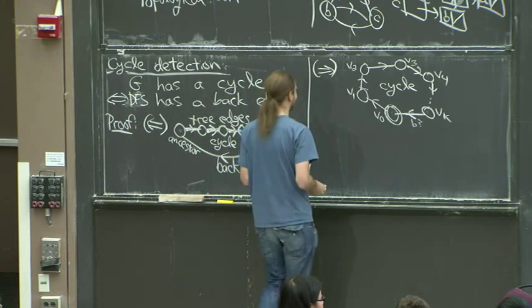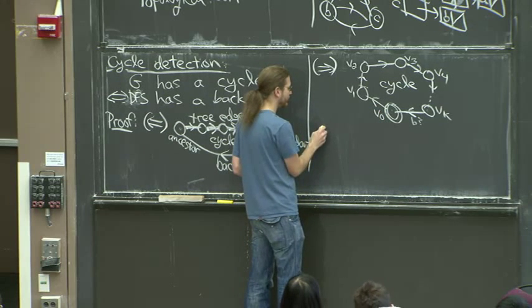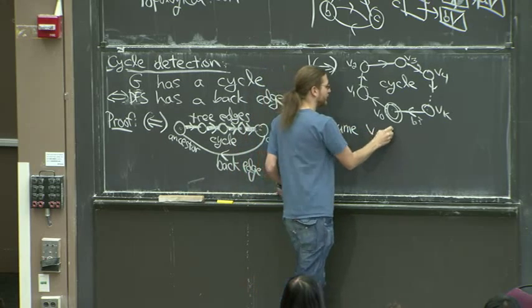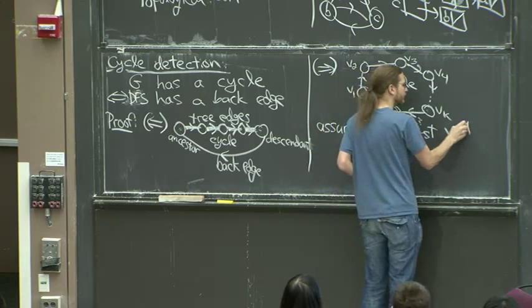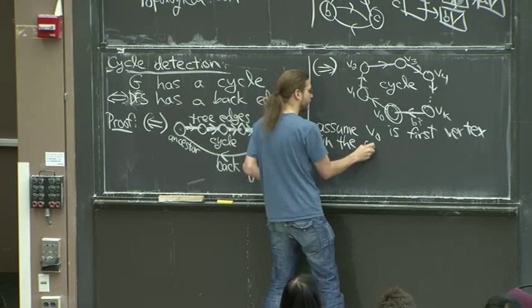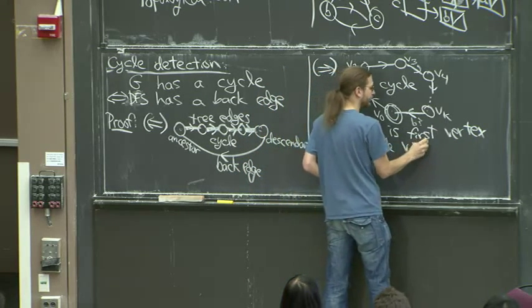Yeah? First vertex that gets hit. Good. So I'm going to start the numbering, v0. Let's assume v0 is the first vertex in the cycle visited by the depth first search.